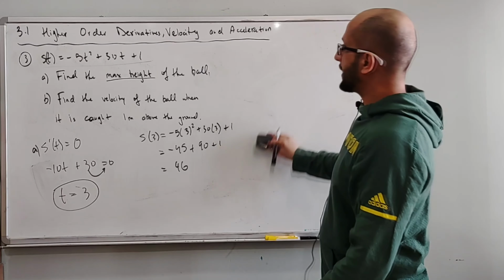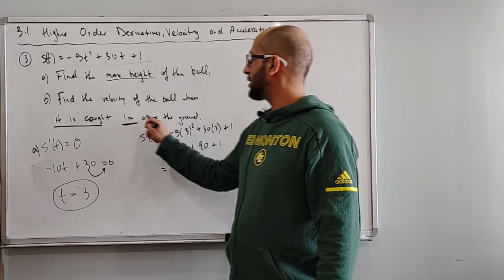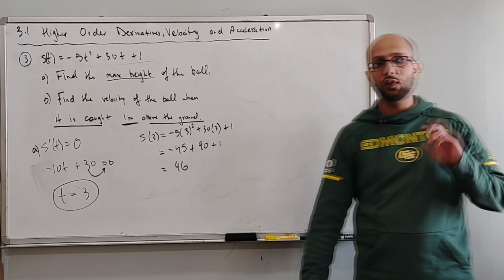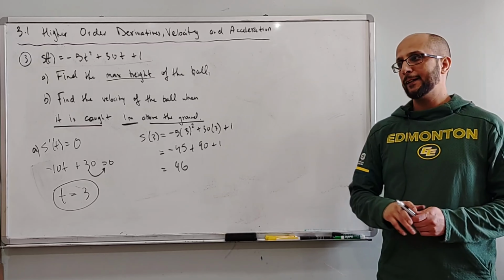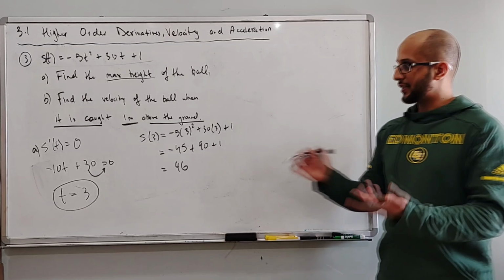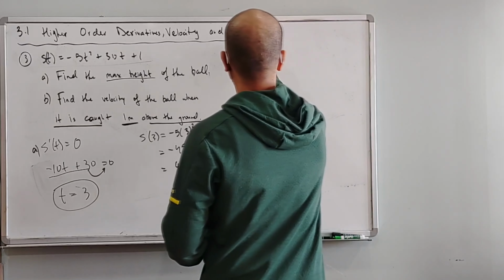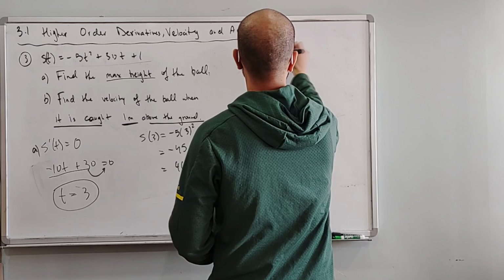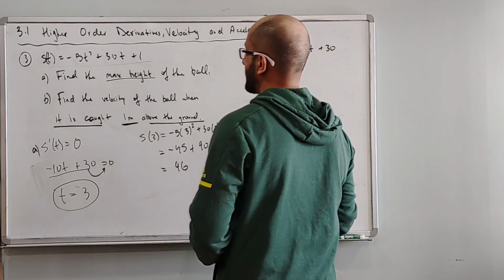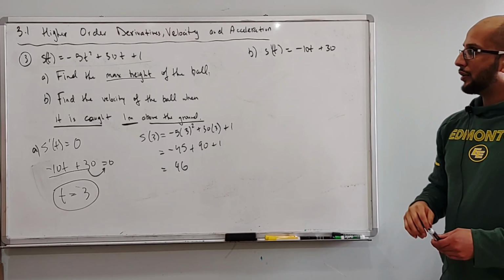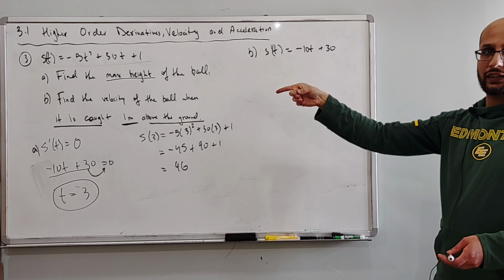Let's look at the second question. It says to find the velocity of the ball when it is caught 1 meter above the ground. So we want to find the velocity of the ball when it's caught, and it's caught 1 meter above the ground. To find the velocity, we need the velocity equation. We have that right there, perfect. So we know that to answer B, we have s prime at t is going to be negative 10t plus 30.